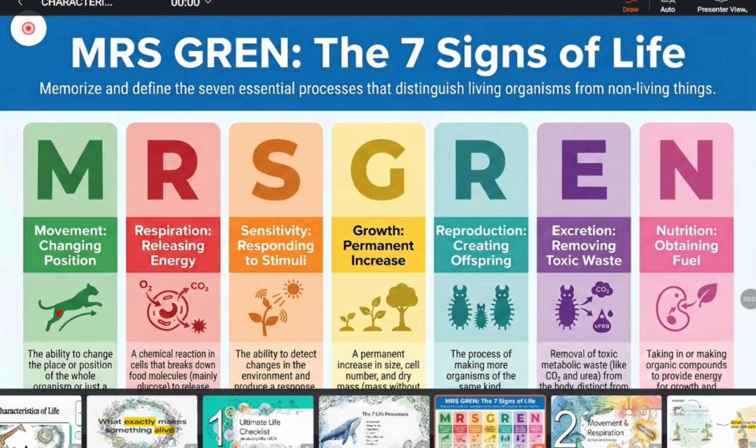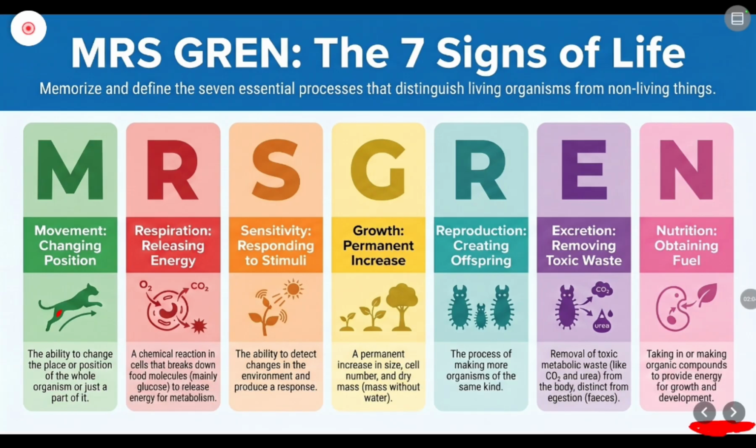Now, respiration. Respiration is a process that releases energy. And when I say respiration, I mean that it is a chemical reaction in the cells, meaning that it breaks down food molecules, mainly glucose, to release energy for metabolism. And what is metabolism? Basically, metabolism is a process carried out in your body, breaking down food that you ate, like with your mouth, and that food will give you energy.